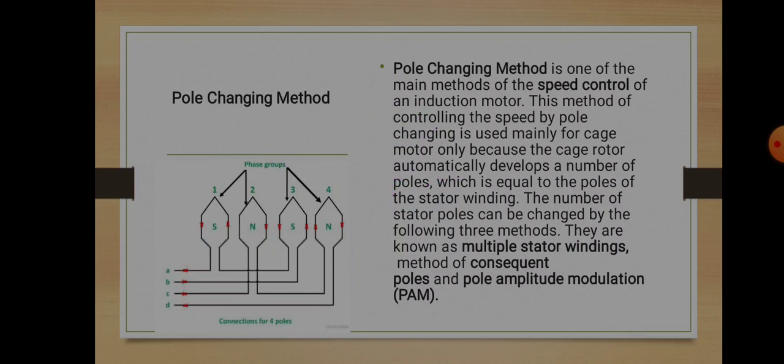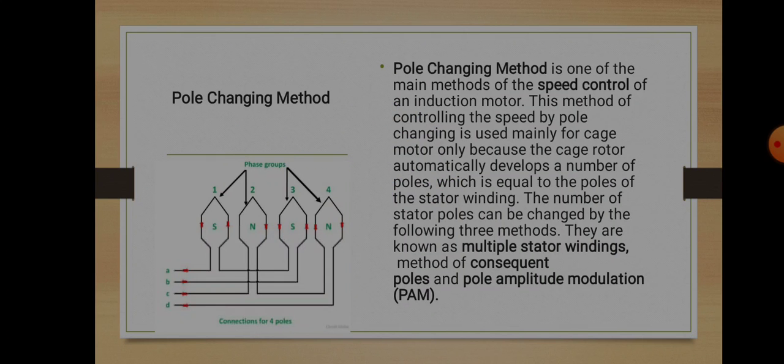The pole changing method is one of the main methods of speed control of induction motors. This method of controlling the speed by pole changing is used mainly for squirrel cage induction motors only, because cage motors automatically develop a number of poles equal to the poles of the stator winding. So that can be done only with the squirrel cage motor.